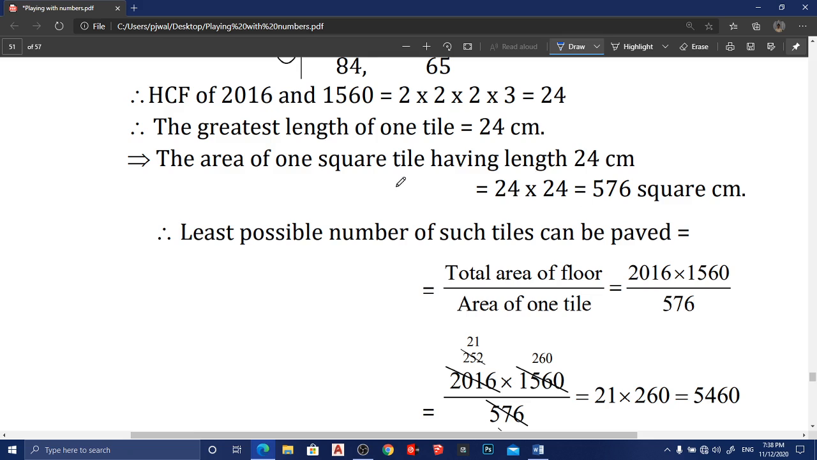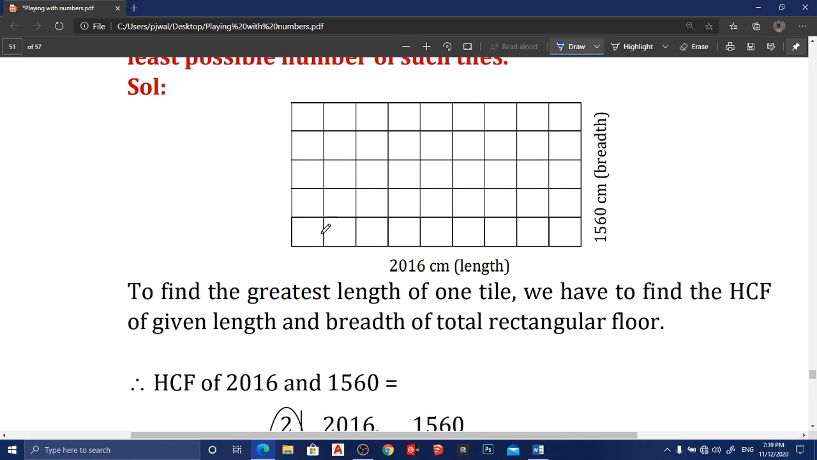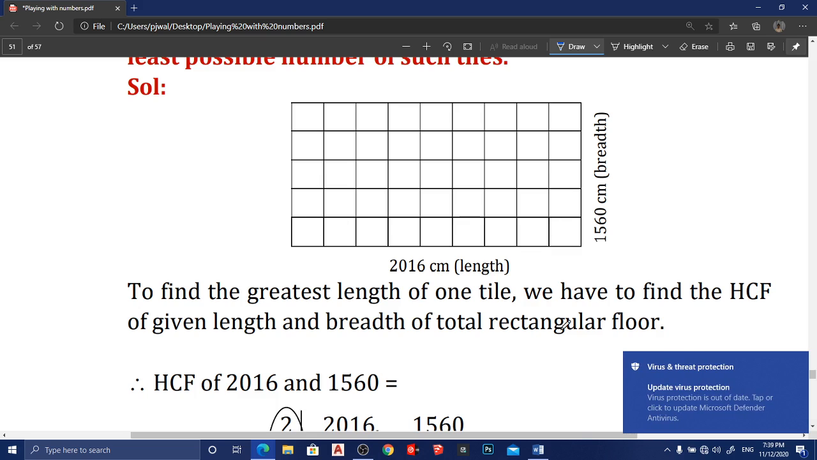You know what is the area of the square? Side into side, which is 576 square centimeters. This is the area of one tile. If you know the area of one tile, to find out how many tiles are required to pave the total area, you have to divide the total area with the area of one tile.